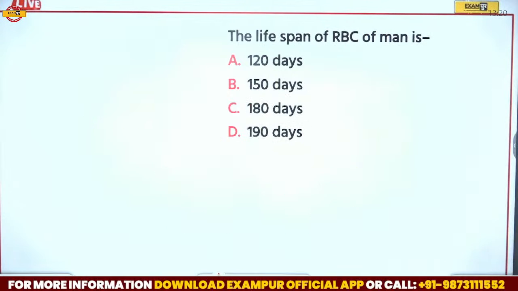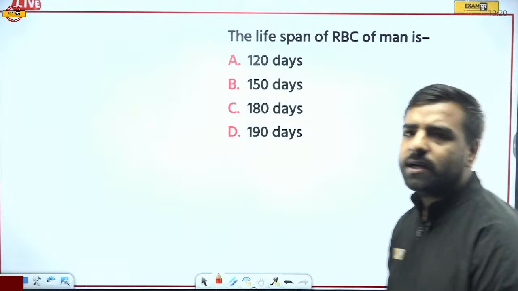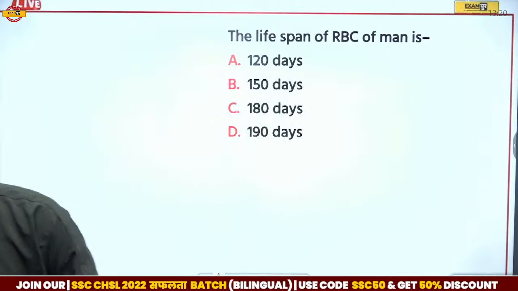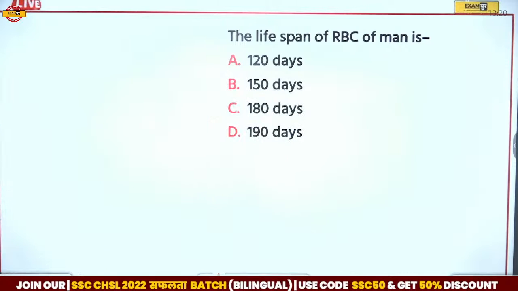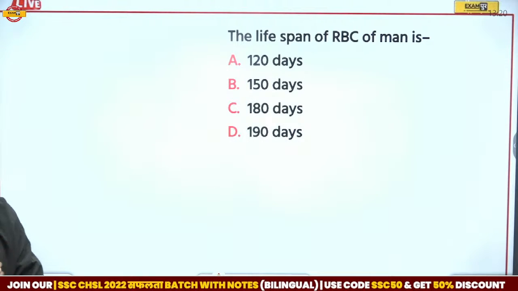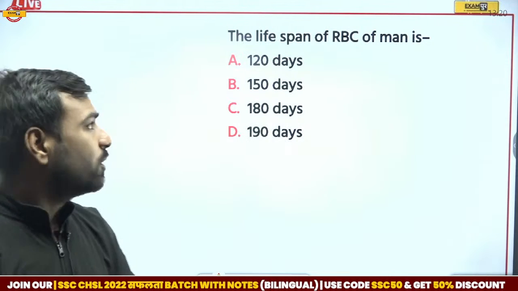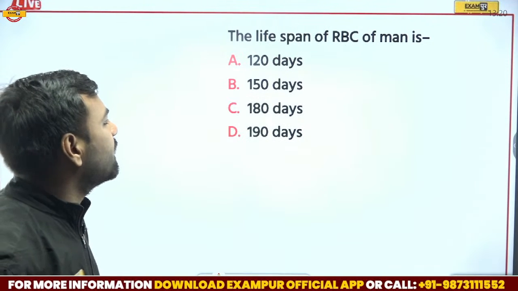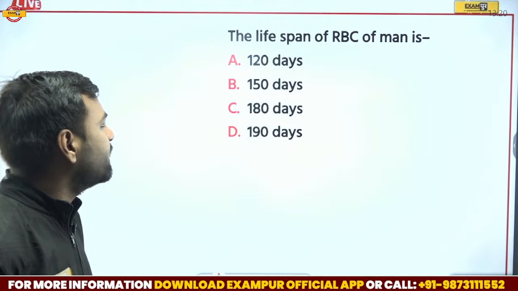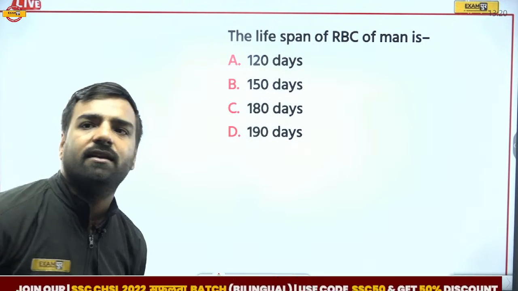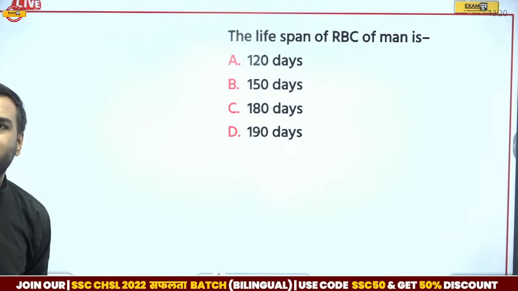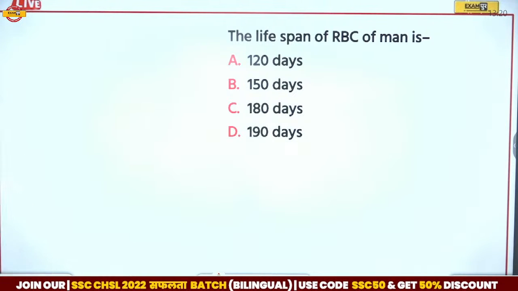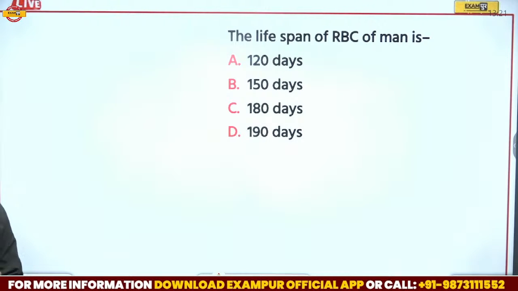Next, we have: the lifespan of RBC of a man is dash. What is the lifespan of RBC? And everyone who's there in the session, please like it and start commenting so that we can start a discussion with you all. My question is, what do you think? What is the lifespan of RBC? Is it 120 days, 150 days, 180 or 190? What is the correct answer? Answer please.